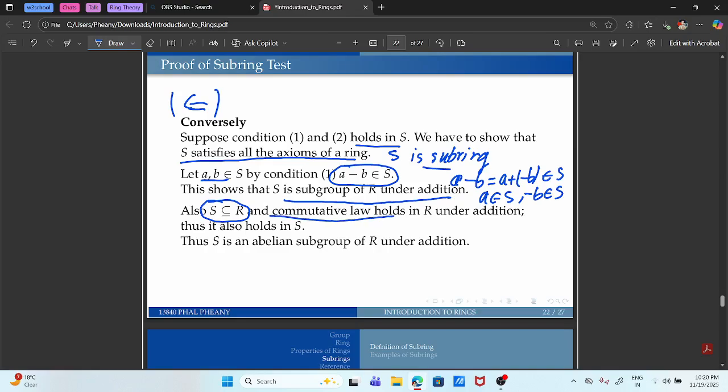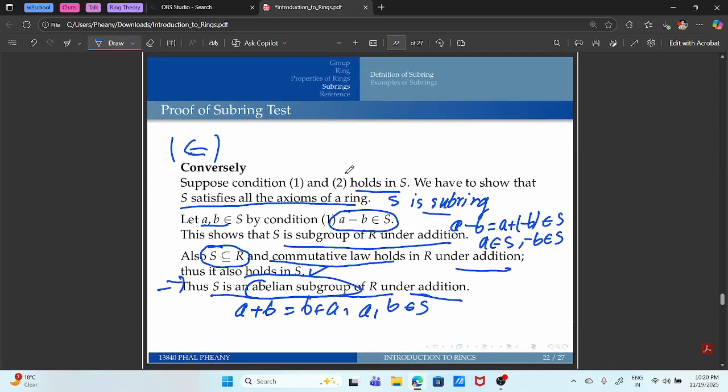Since S is a subgroup, the commutative law holds under addition. Normally, suppose we have an element A plus B, we can write B plus A, where A, B belong to S. So the commutative law holds. Then we get S is an abelian subgroup of O under addition.